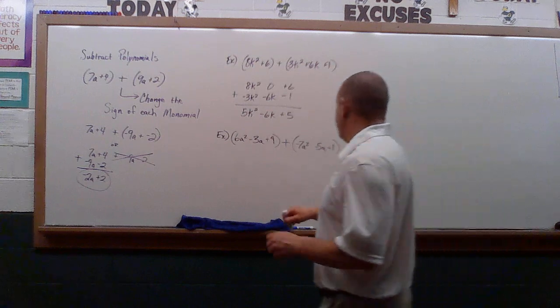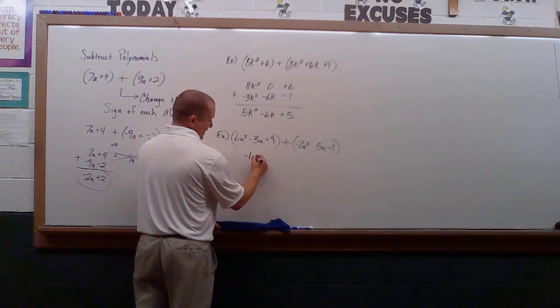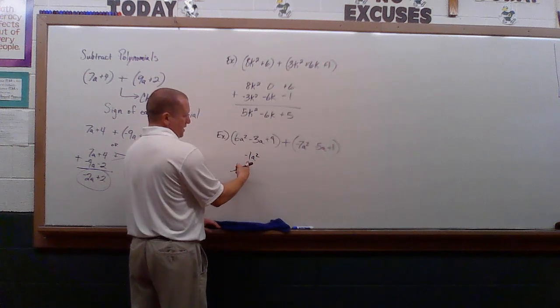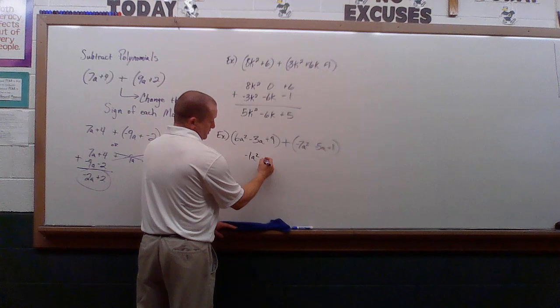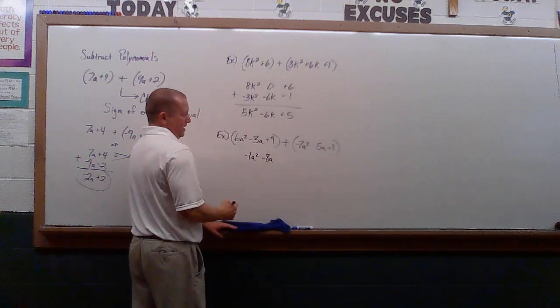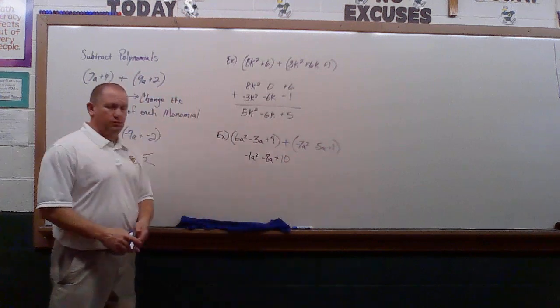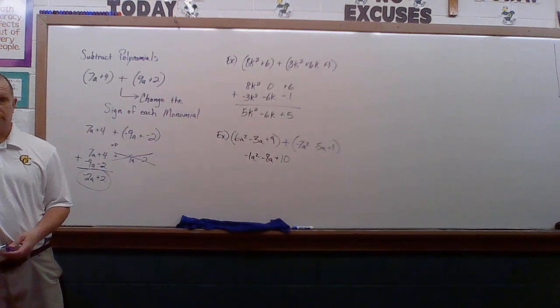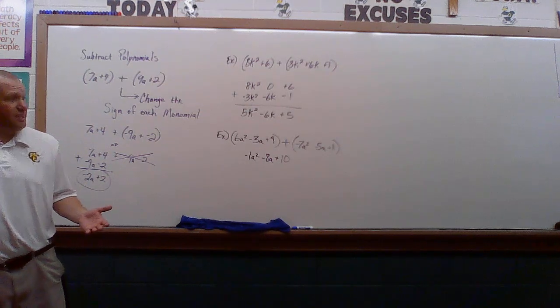So what did you come up with? How many a squareds do I have? Negative 1. Negative 1a squared. Do I need this one? No. Not necessarily, right? How many a's do I have? Negative 8 a's. And how many constants? Plus 10. How do we do? Good. Piece of cake? A lot the same, right? It is. It really is.